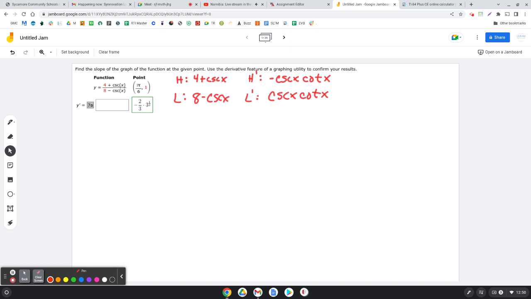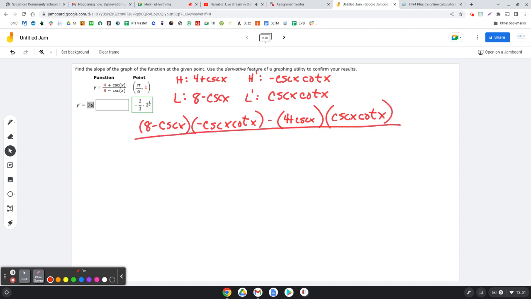So now we're ready to do our quotient rule, which is low d high minus high d low all over low low. So low d high minus high d low all over low low.